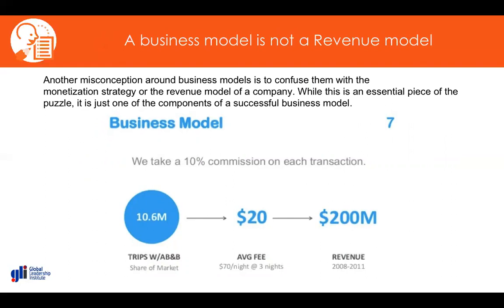And the example you have here is that of Airbnb, where they said, in their popular slide, our business model is this: we take 10% commission on each transaction. What they have here is a revenue model. So just so you know that even big companies make this mistake of confusing their model with their revenue model.